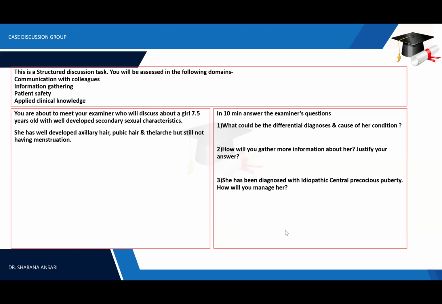Can you briefly describe the management of isolated variants: isolated thelarche, adrenarche, and menarche? Okay. So isolated thelarche. If you want to take 1 minute to organize your thoughts, it's okay. Okay, ma'am. Fine.